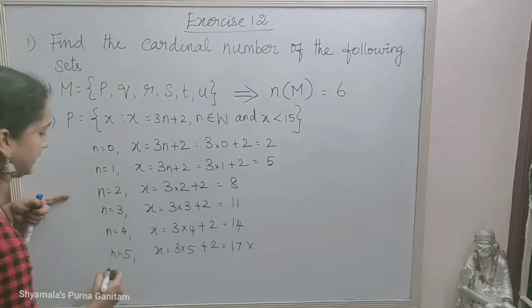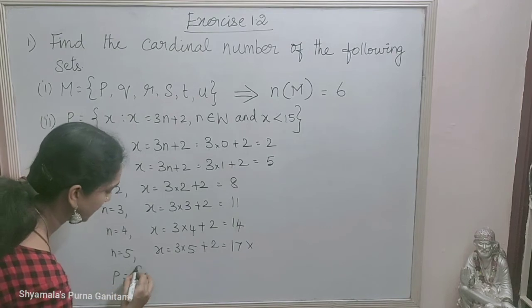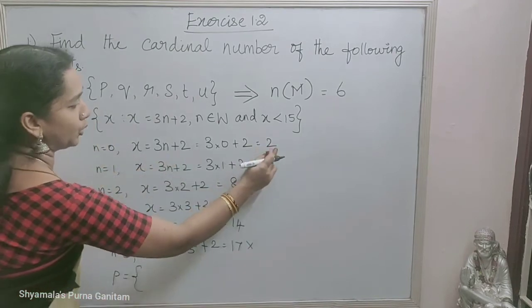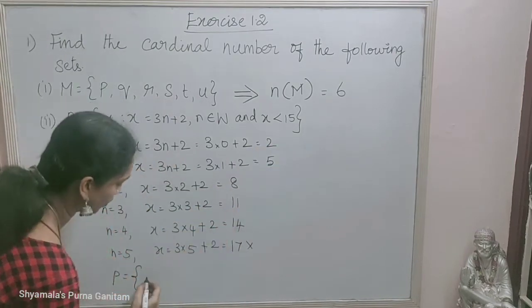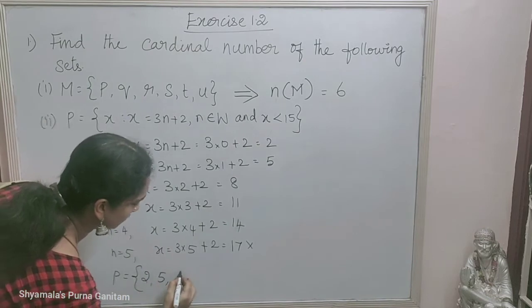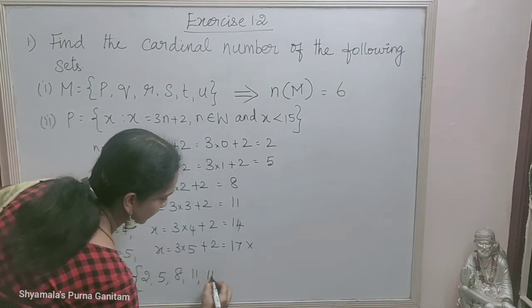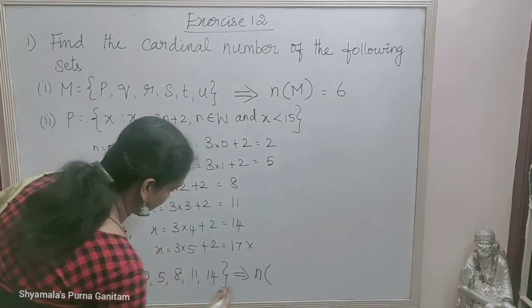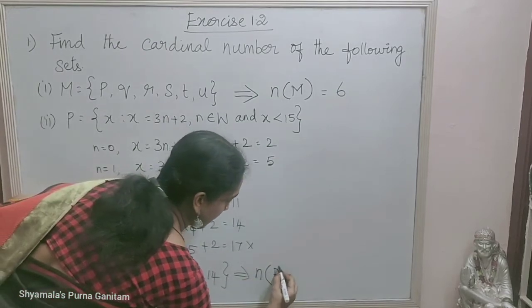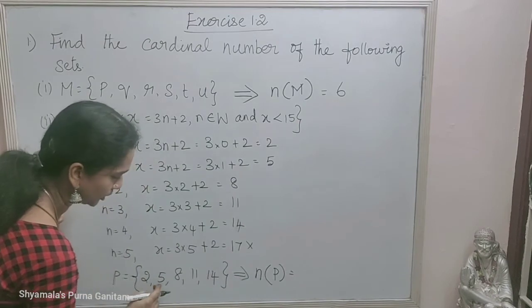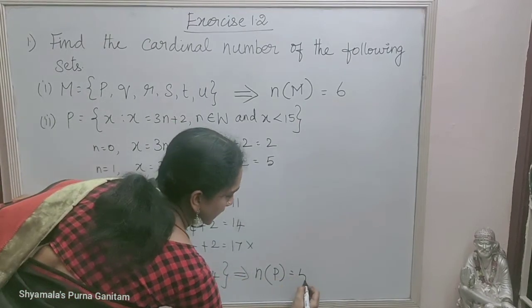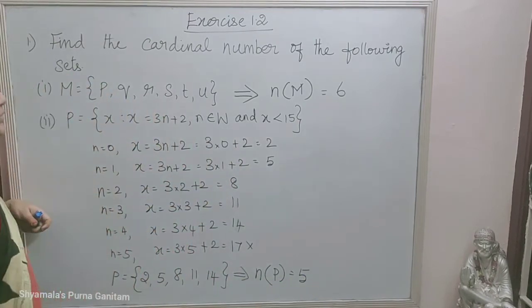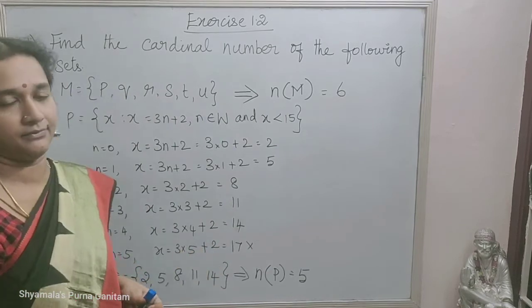So what are all the elements in that set? P is equal to {2, 5, 8, 11, 14}. So how many elements do you have in this? The number of elements in the set P is 1, 2, 3, 4, 5. 5 elements are there. So the cardinal number of the set P is 5.